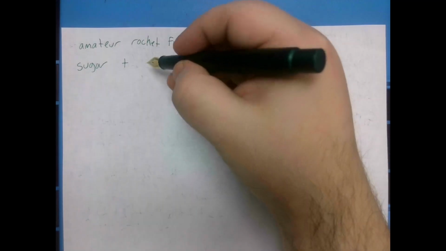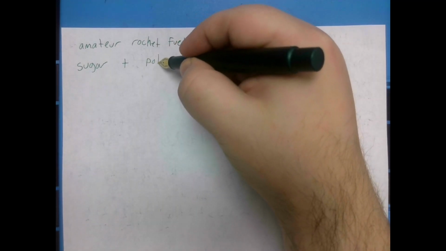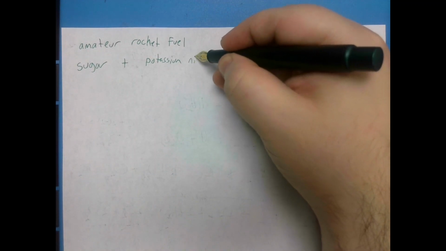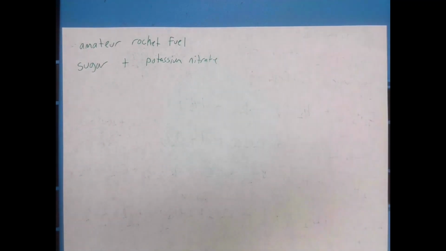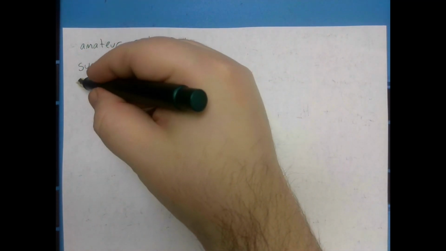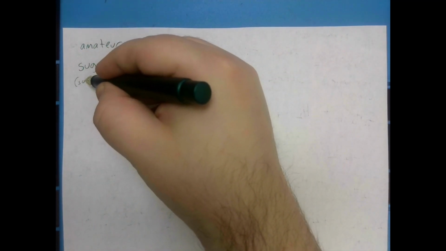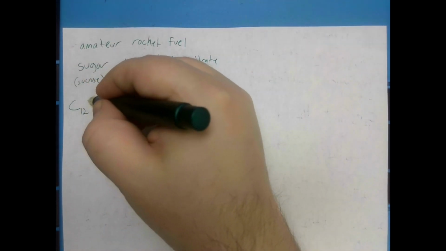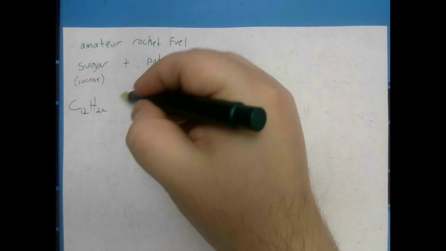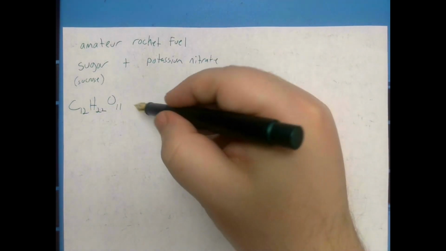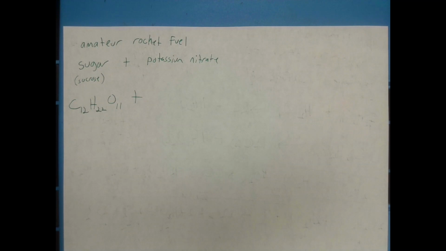But it's sugar and potassium nitrate. Sugar has a lot of energy in it. There's a lot of carbon bonds we can break. So, and again, I should specify what type of sugar. Sucrose. So C12H22O11. And what's the formula for potassium nitrate?